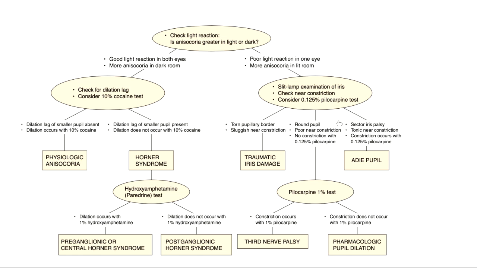But what we're concerned with today really is what happens if we do the 0.125 test with pilocarpine, very weak pilocarpine, and constriction occurs, then we say it's an AD pupil. All right. So if the larger pupil is in the lit room and you give 0.125 pilocarpine and it constricts, we say it's an AD pupil. Did everyone get the pathway that we went through just now? I hope so.